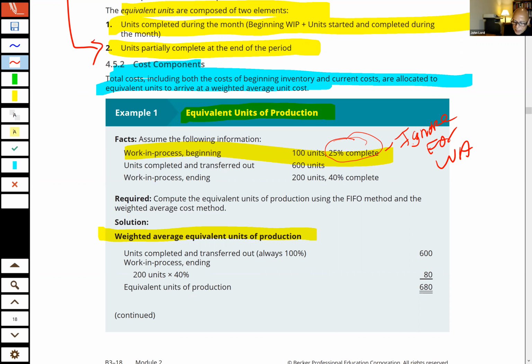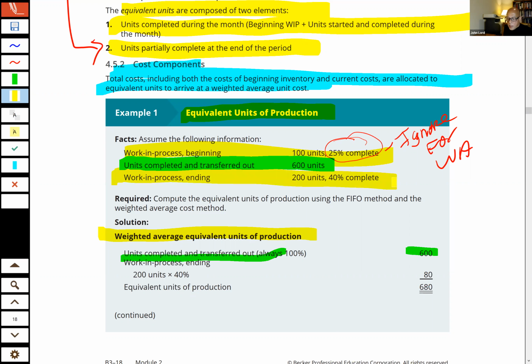Okay, so they tell us units completed and transferred out. When they articulate it that way, that means they completed those units that were sitting in beginning inventory, and they must have started another 500 and completed them, right? So they tell us that units completed and transferred out were 600. And then, yes, you do apply the 40% here that they tell us for the work in process ending inventory. You don't ignore that. On an equivalent unit basis, that's only 80 units. And so the equivalent units for weighted average is 680.